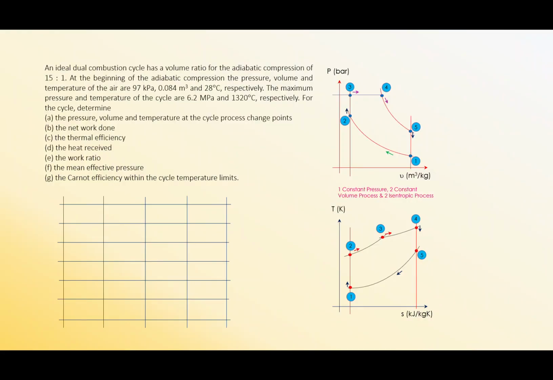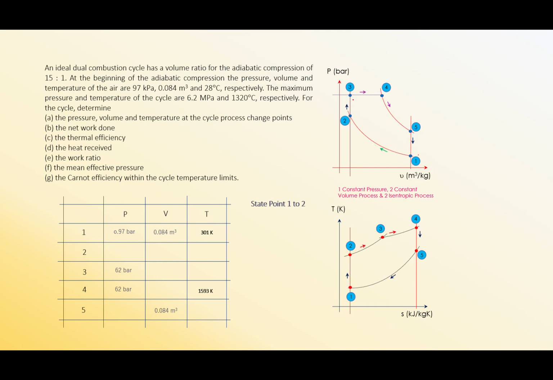In this part, I am using an example question to explain how the dual combustion cycle works. As you can see on the PV diagram, from point 1 to point 2, that is a reversible isentropic process, the isentropic compression.